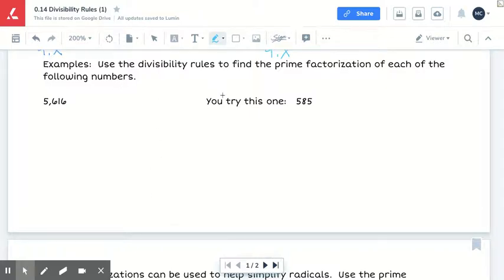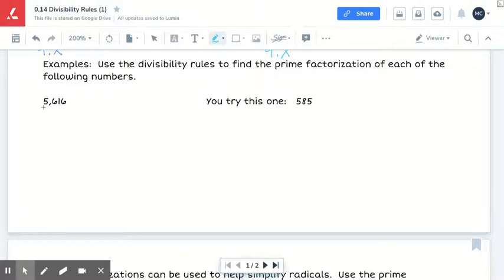Okay, so we're going to use those divisibility rules in order to find the prime factorization for each of these numbers here. So when I'm doing this, I actually want to find the largest number possible. So I'm going to go through all of the rules quickly and then use the largest one.